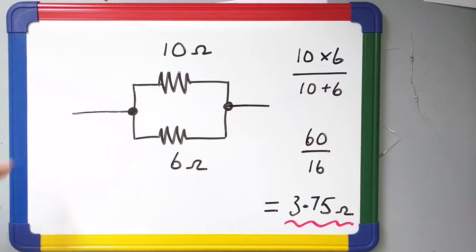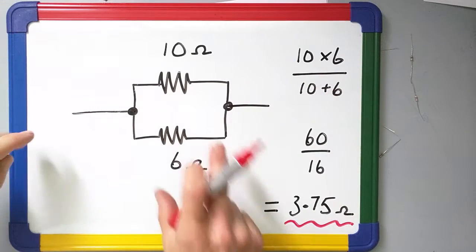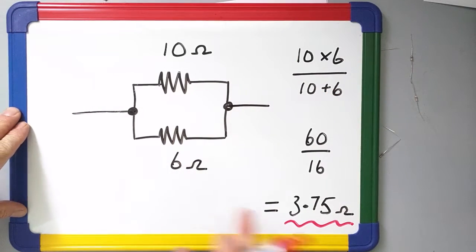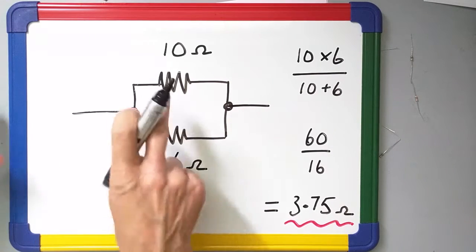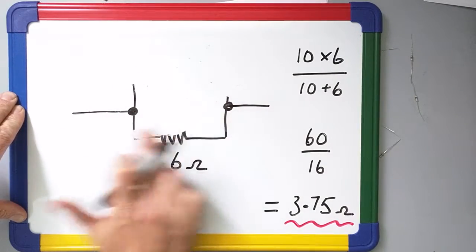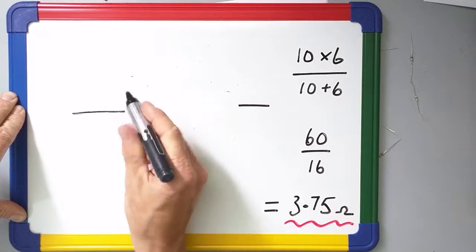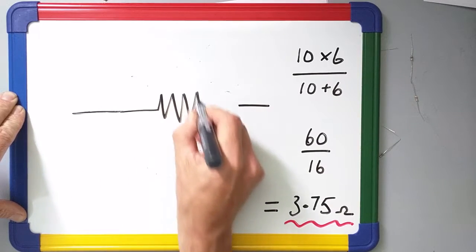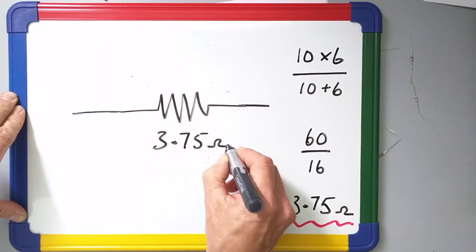So it's important to remember that when we've got two resistors side by side in parallel, the total resistance of the network is actually smaller than either of the two. So what this means is that these two resistors side by side do the same job as a single resistor, which is 3.75 ohms.